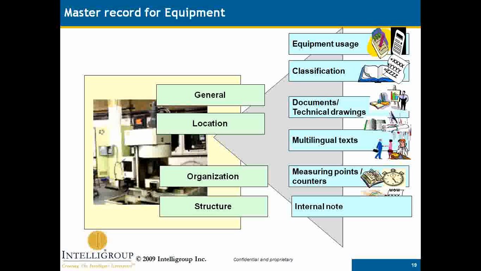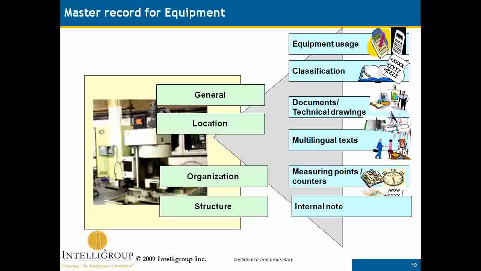The general tab will capture all the nameplate details. The location tab captures which maintenance plant, which location, which plant section. The organization tab captures which plant this equipment belongs to, which planner group is responsible, which planning plant is responsible, and which work center is responsible for executing the maintenance activities. And the structure tab shows how this equipment is installed and in which location.